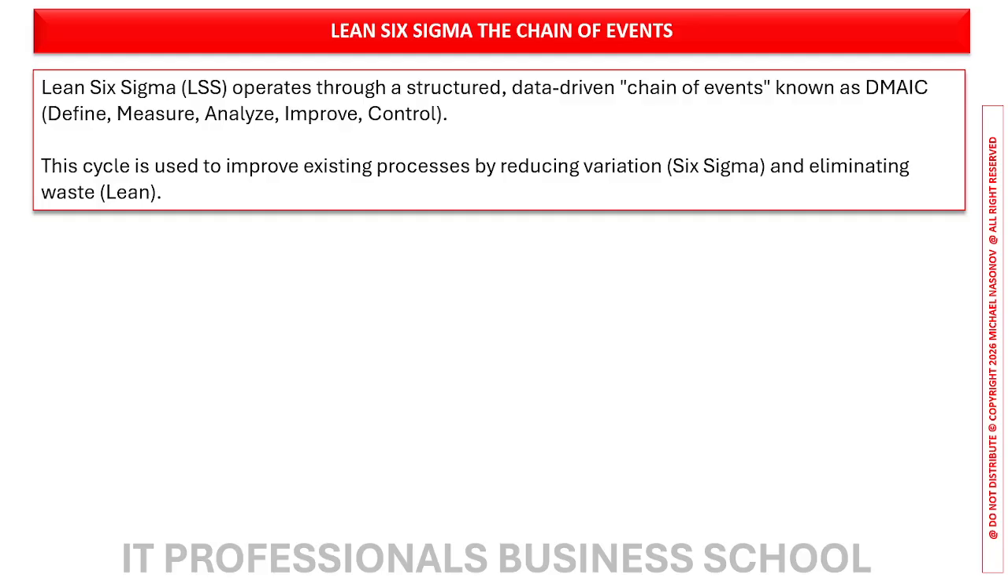Lean Six Sigma operates through a structured, data-driven chain of events, known as DMAIC. This cycle is used to improve existing processes by reducing variation, which applies to Six Sigma, and eliminating waste, which applies to Lean.